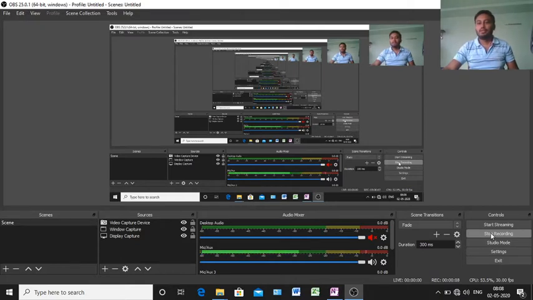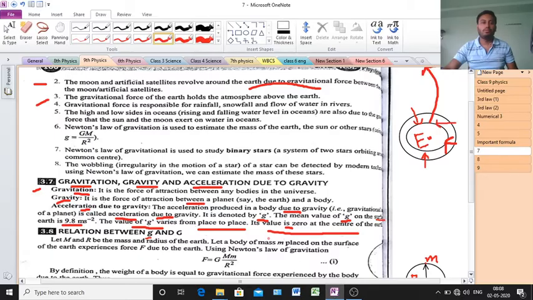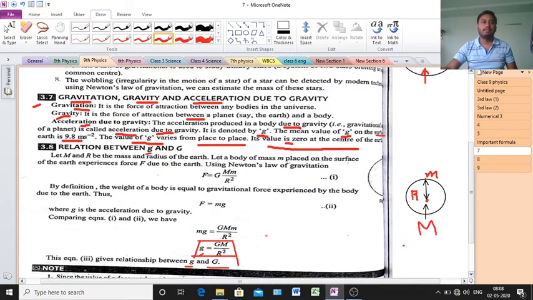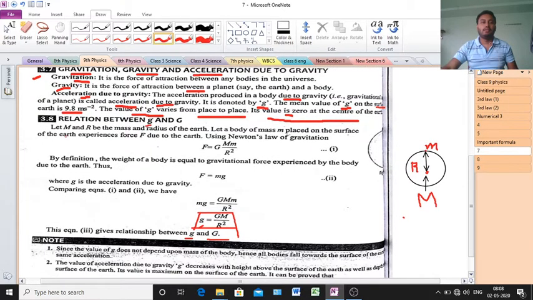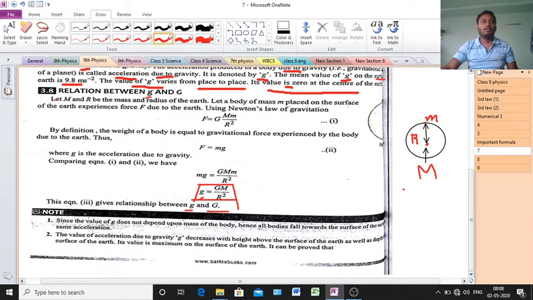Hi students, now coming to the next part. The next part is a relation between capital G and small g. Clear? So what is small g and what is capital G? You need to understand this. Capital G is the universal gravitational constant and small g is acceleration due to gravity. Now listen very carefully.